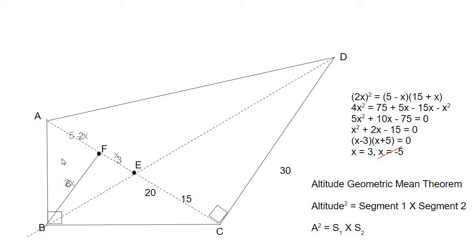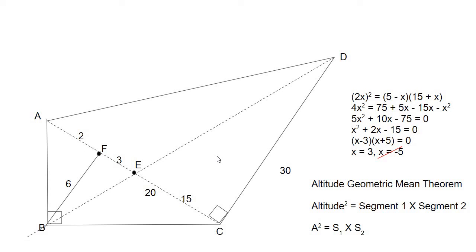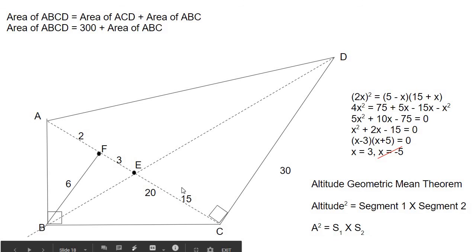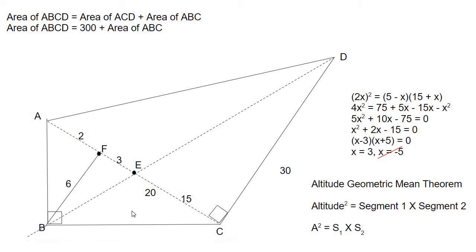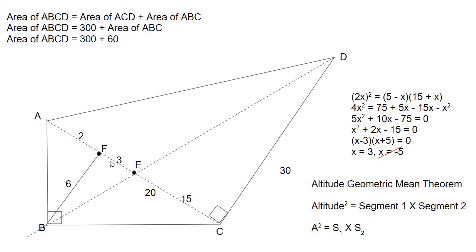Now plugging in x is equal to 3 in our diagram, we have these values. Now that we know the altitude, we can just find the area. So how are we going to do that? The area of ABCD, the quadrilateral, as we mentioned before, is ACD plus ABC. First we knew the area of ACD, which was 20 times 30 over 2, which is 300, plus the area of ABC. Now that we can solve for the area of ABC, it is 20 times 6 over 2, so it's going to be 60. So now we have the area of ABCD is equal to 300 plus 60, which is 360.